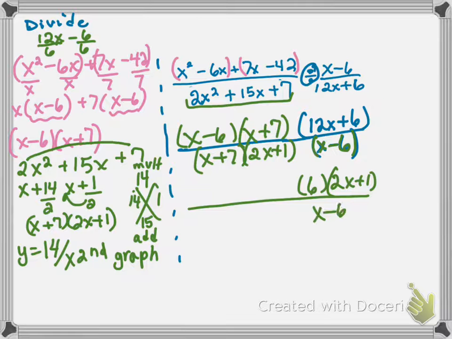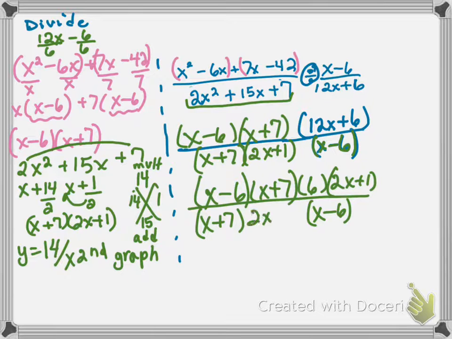Then I've got x minus 6 on the bottom, x minus 6, x plus 7 on the top, and then on the bottom I've got x plus 7, 2x plus 1. And now I can start canceling. I'm looking for things that are the same. So x minus 6 and x minus 6 can cancel. And it looks like I've got some more terms that are the same. 2x plus 1 and 2x plus 1 can cancel. And then I've got the x plus 7. Everything's canceled except this 6. So my answer is 6.